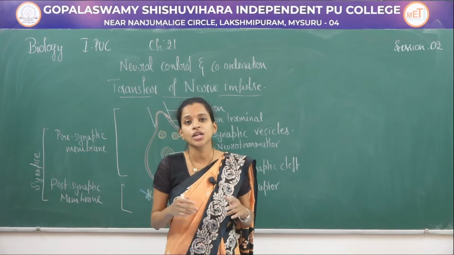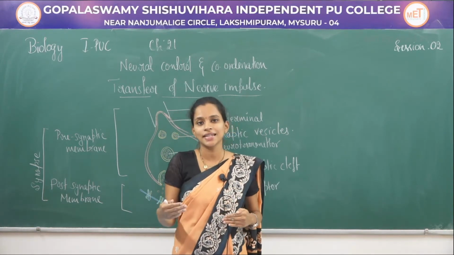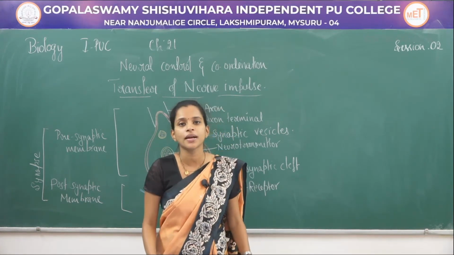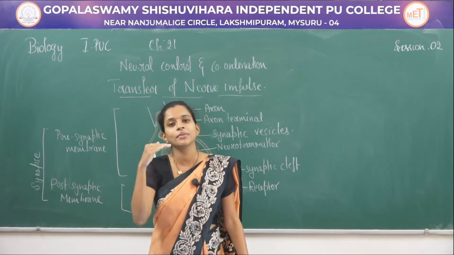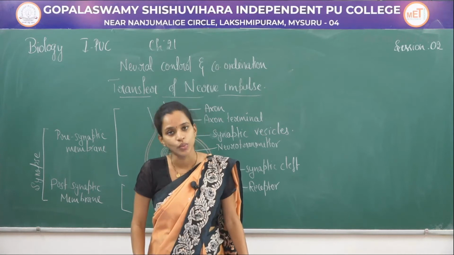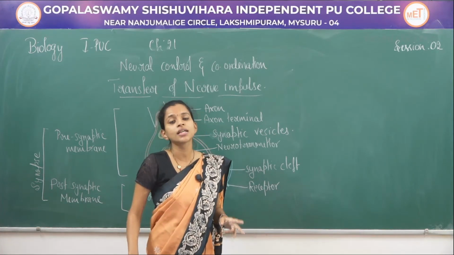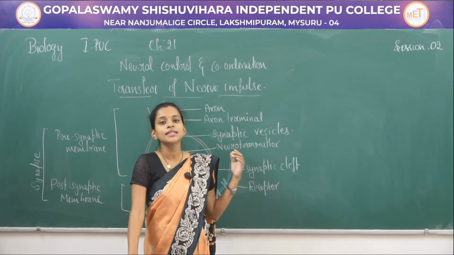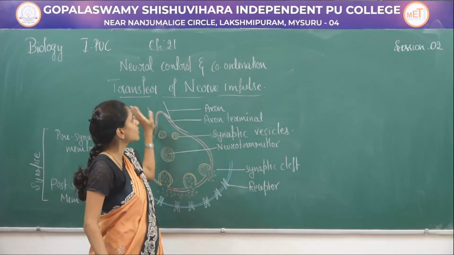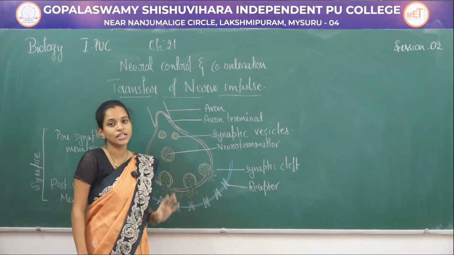There might be two chances: either the particular part of the body gets excited to do a particular work, or there will be inhibition to stop the work. For either of these, it requires the nerve impulse to be transmitted across the synapse. So that's about transmission or transfer of nerve impulse.